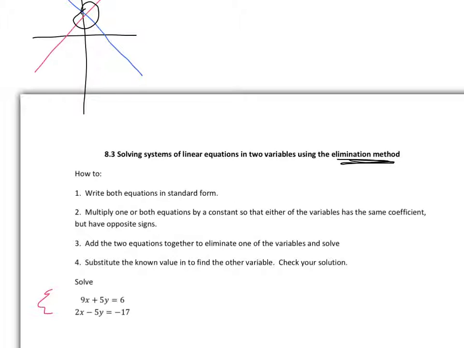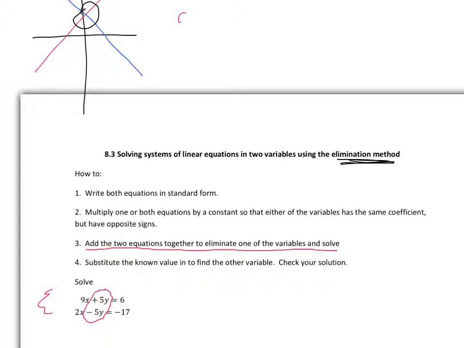But what we can do is always add two equations together to eliminate one of the two variables. And we can do that here because notice this: we have a positive 5y and a negative 5y. That is, the coefficient, the numerical factor, is 5 and negative 5. If we add those together, we get 0, thus we'd eliminate the y's. So we can do that.